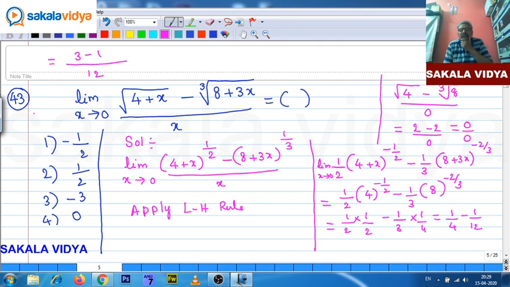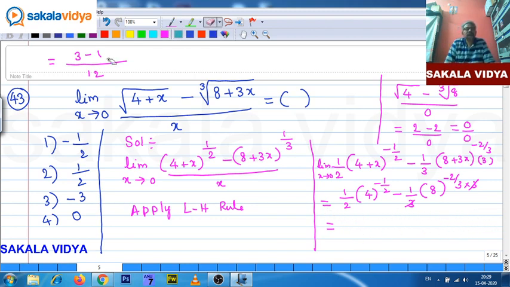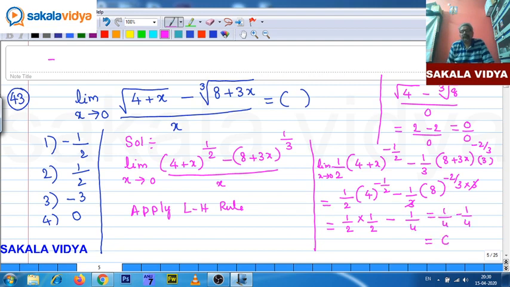Wait, somewhere we made a mistake. Yes, actually here in the derivative we made a mistake. The derivative of 8 plus 3x should also be written as 3, so into 3. Now this 3 gets cancelled. So now we have 1 by 2 into 2 square, 2 power minus 1, 1 by 2, minus 8 to the power of minus 2 by 3, which is 2 power minus 2, 1 by 4. So 1 by 4 minus 1 by 4 is absolutely 0. Both get cancelled. So the fourth option is the right option.